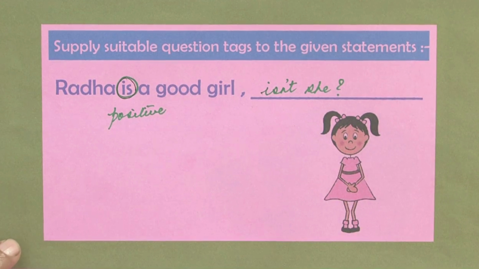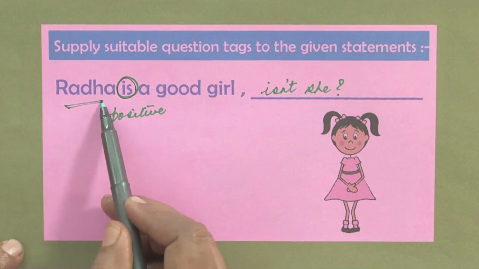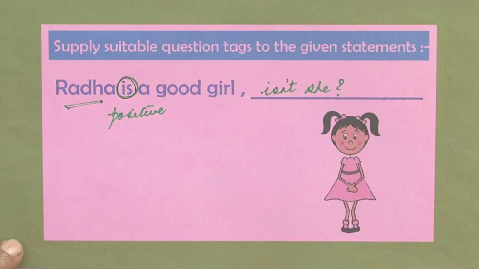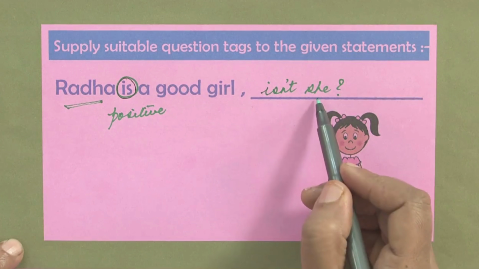Now, if you have noticed in the 3 examples that we have discussed so far, you are not going to make use of the proper noun. You have to use a pronoun. So wherever there is a proper noun, you need to replace that proper noun with the pronoun.